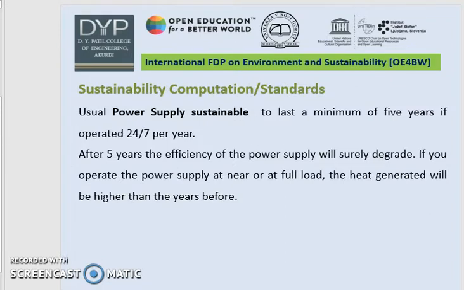Before that, we go to the sustainability computation and standards. A usual power supply is sustainable to last a minimum of 5 years if operated 24/7. After 5 years, the efficiency of the power supply will surely degrade. If you operate the power supply at near or full load, the heat generated will be higher than in the years before.